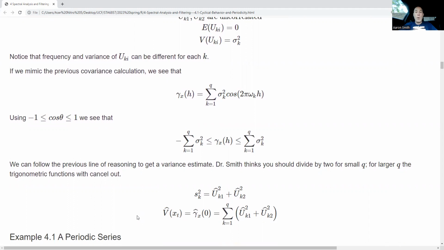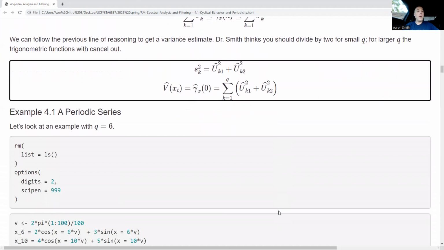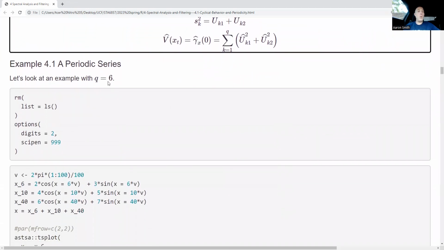Now, when we have smaller values of Q for this, and this isn't coming from a paper or theoretical result, just from my observations, frequently we would like to divide the estimate by 2 to get an improvement. I'll justify that in a moment. This is not in the textbook, but this gives us an estimate of the variance of the overall system. In my opinion, when Q is small, we should divide by 2. The textbook just gives this value and doesn't talk about rescaling at all. So let's take a look. Let's say that Q is equal to 6.